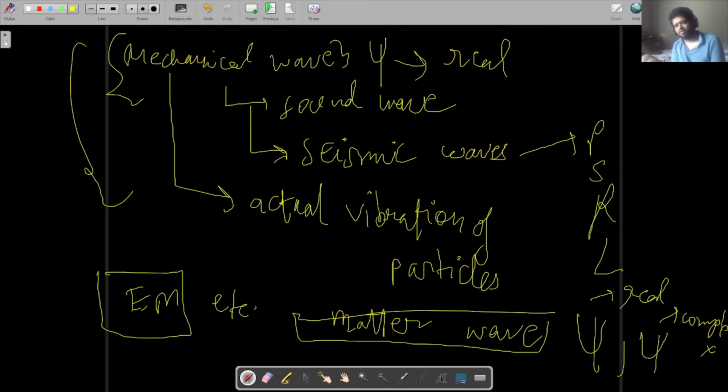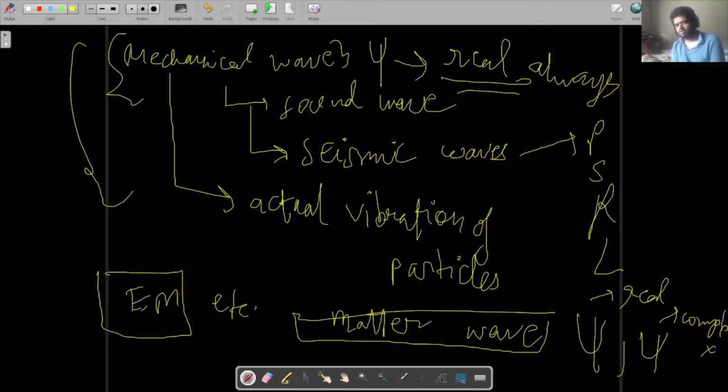In case of matter waves and electromagnetic waves, the wave function may be real, or it may be complex. But in a mechanical wave, the wave function is always real only, because in mechanical waves actual vibration of particles is taking place. Like in case of a sound wave, the sound travels in the form of compressions and rarefactions, right? So it is a real wave, the vibrations of which can be felt clearly.